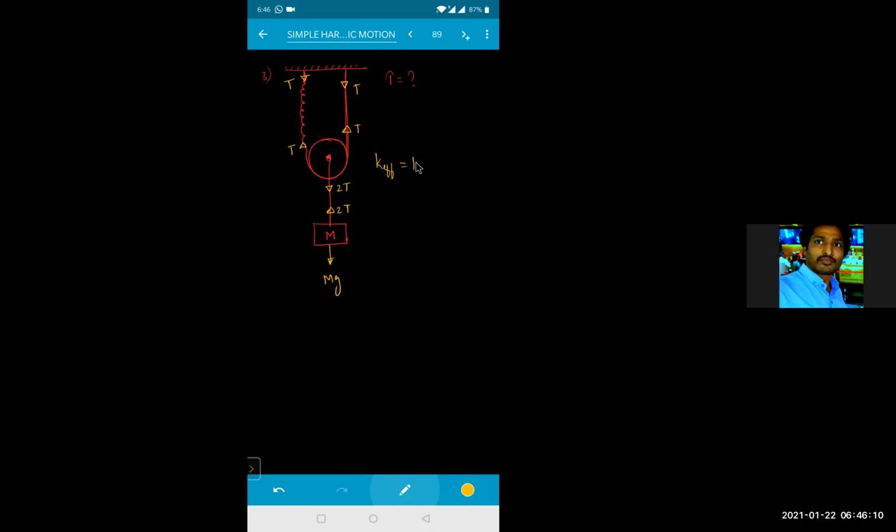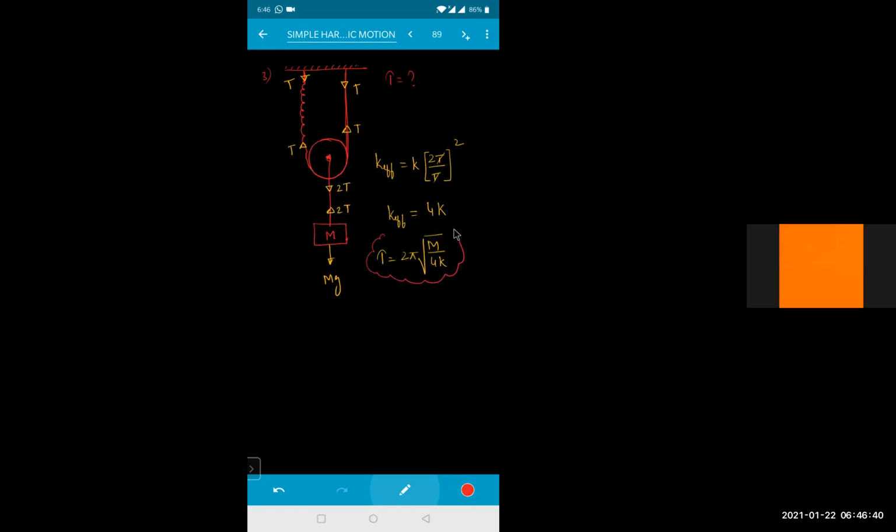So K effective will become how much? K effective is equal to K into tension on the block, nothing but 2T, divided by tension on the spring, nothing but T, whole square. That is nothing but 2 whole square. This T will get cancelled. 2 square is nothing but 4. So it is 4K. So this one is your K effective. So time period will become T equals 2 pi under root of M by 4K. That is your answer. Is it clear? Yes, sir.